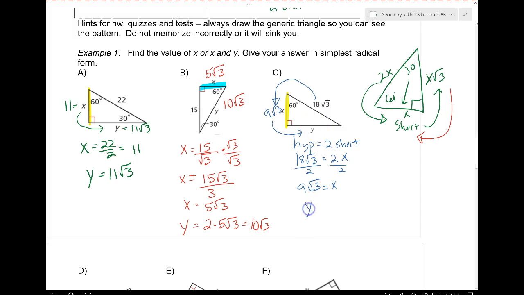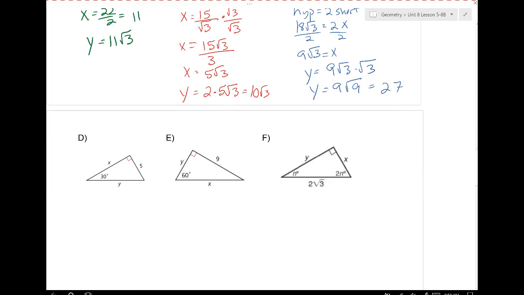All right, to get to y, we're going to go 9 root 3 times root 3. That gives me y equals 9 times the square root of 9. Guys, what's the square root of 9? 3 times 9? 27. Now, listen to me, guys. A problem like that you could easily have to do on your quiz tomorrow. So make sure that you're on top of these. Let's keep going. I want to keep cranking these out.